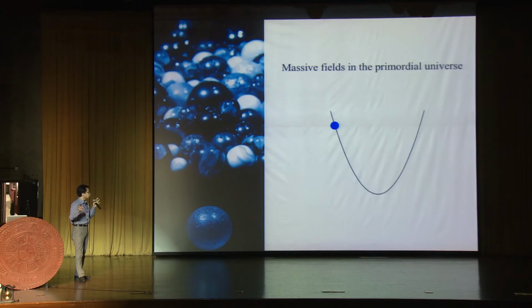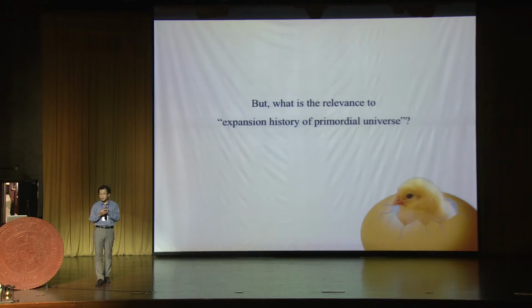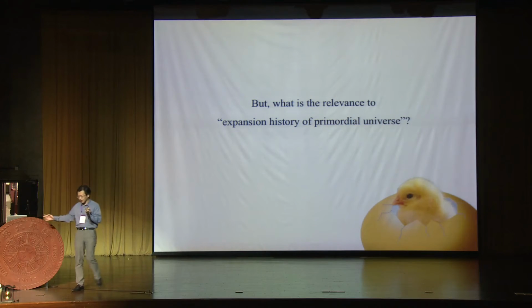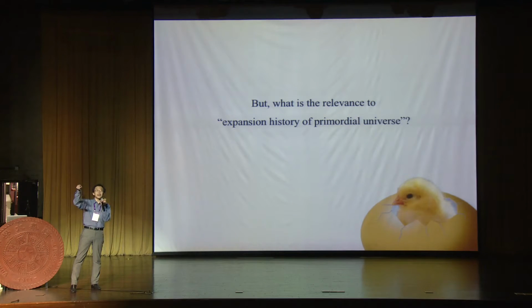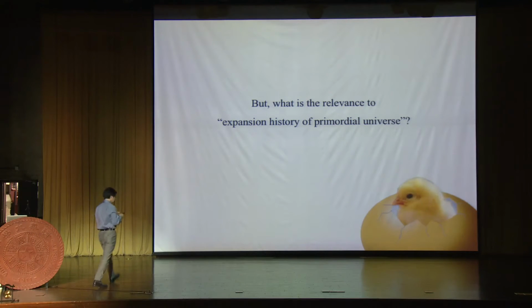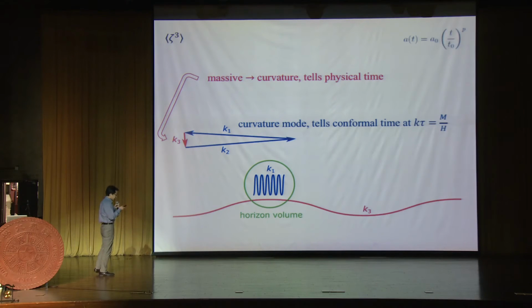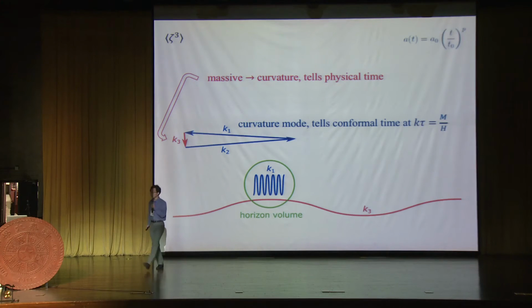And combining these two things together, there is something non-trivial: the primordial universe has a time-dependent background, and the massive fields excite massive particles from the time-dependent background. And these massive particles behave like a clock, and the clock measures the physical time. So, if in a future experiment we can measure the correlation between the massive field and the curvature perturbation, we know the correlation between the physical time and the conformal time, which is the horizon crossing time of the curvature perturbation.